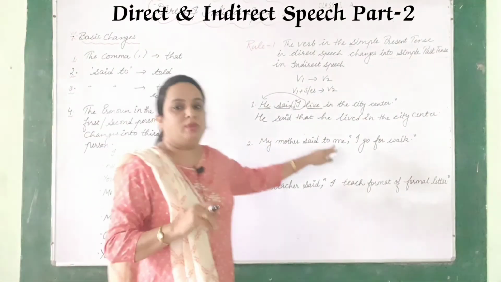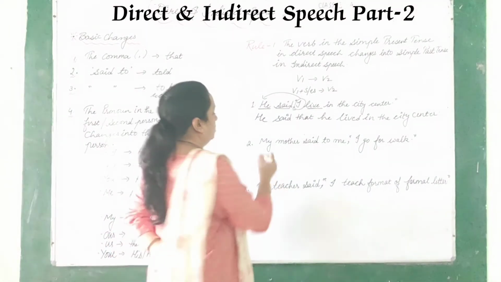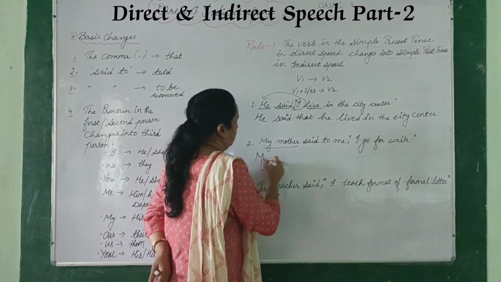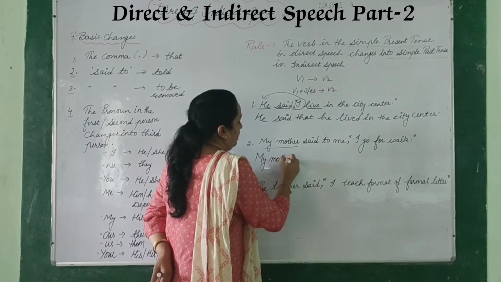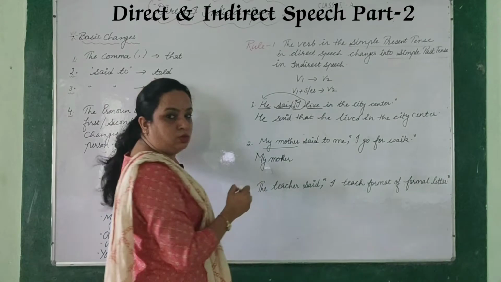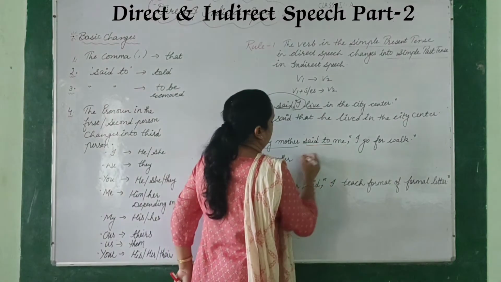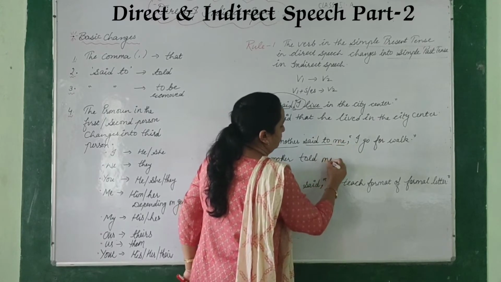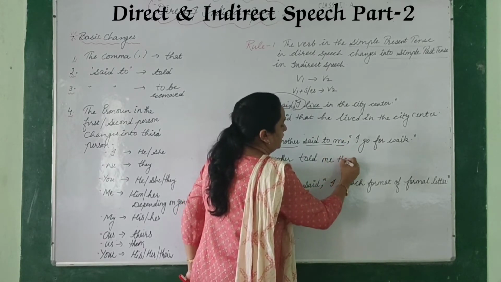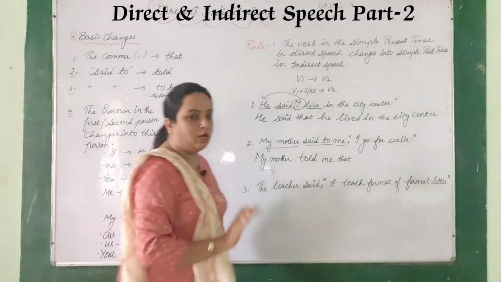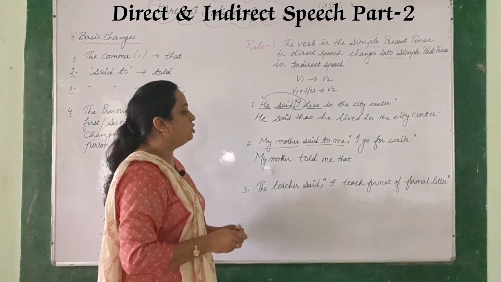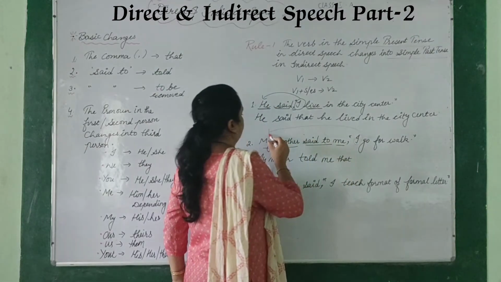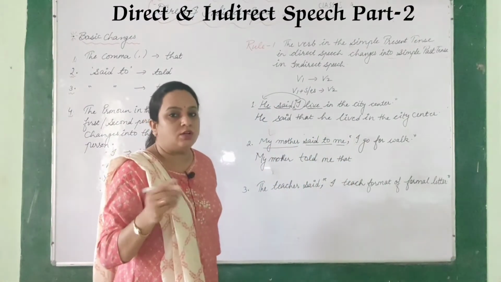My mother said to me, this is the second one. So here we are talking about my mother, so that will be same here, my mother. Now we learnt that this said to changes into told. To whom? Me. Okay, told me. Comma changes into that. Inverted commas we have to remove, and this I we have to change.